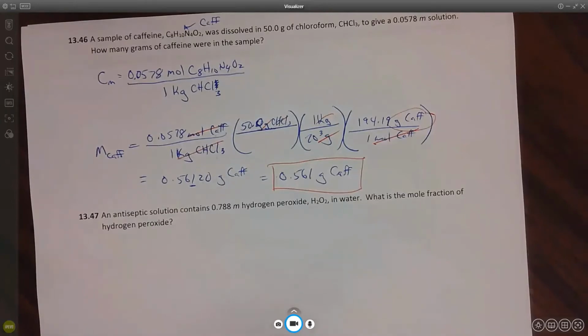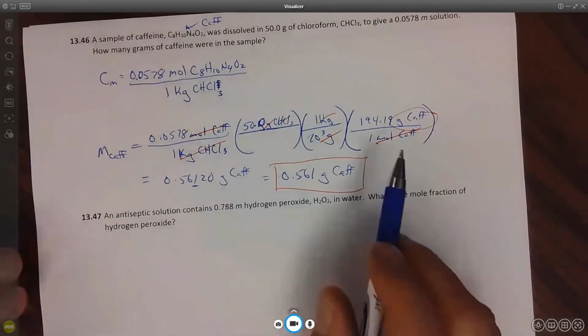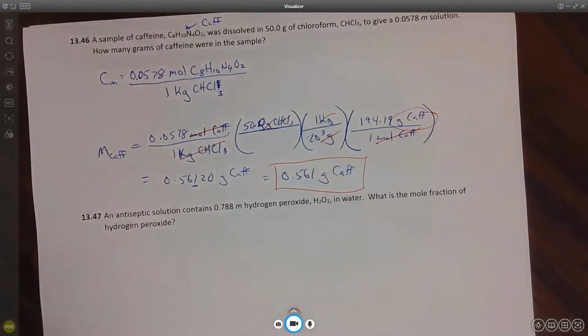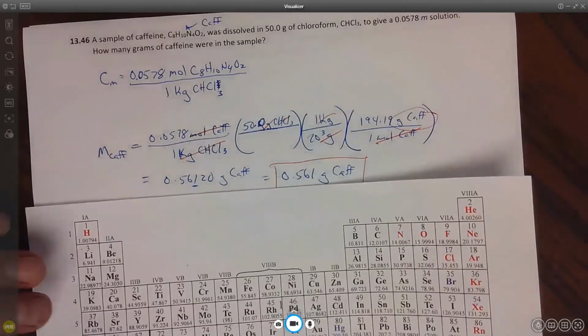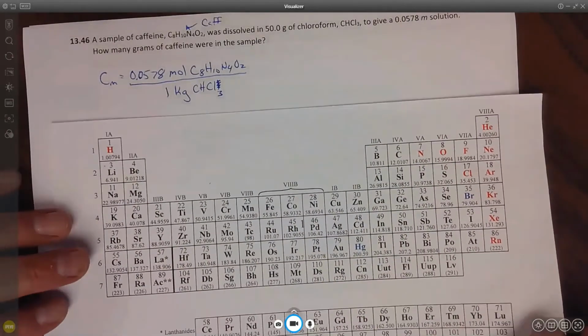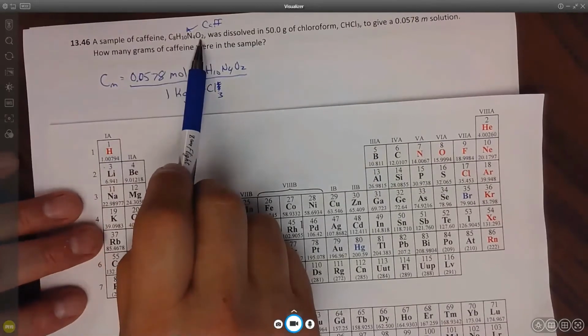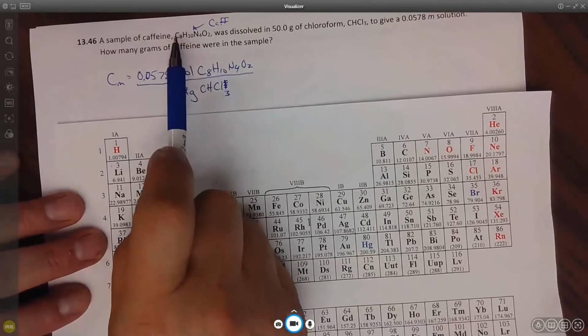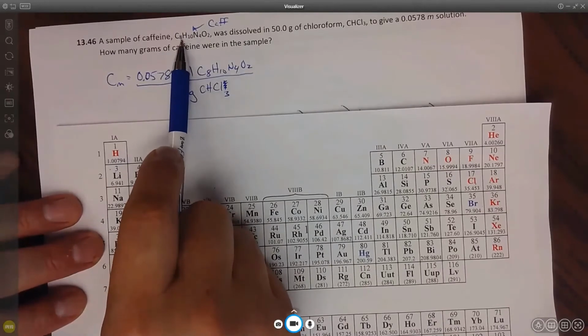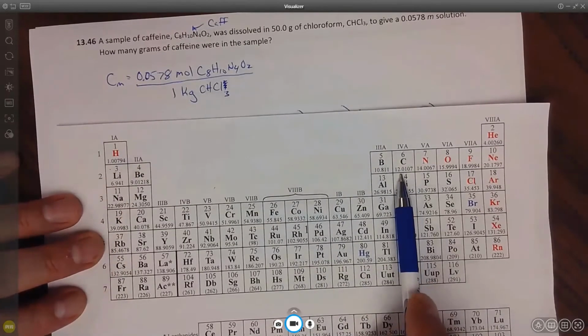Wait, I have a question real quick actually too. Where did the 194.19 come from? Okay, that's the molar mass. So you remember from Chem 110, what is the molar mass? It is simply the mass of all of the atoms within a compound, right? So if there's 8 carbon, each carbon is 12.0107 grams per mole.